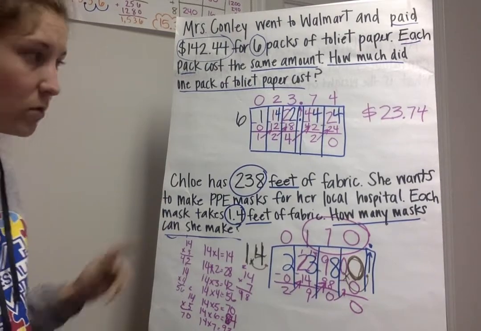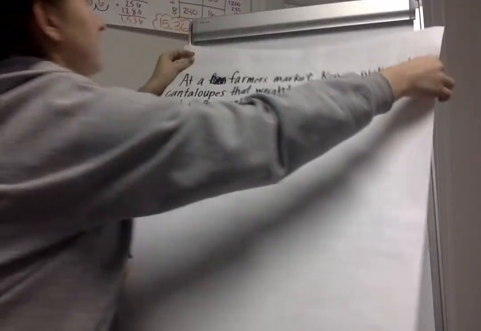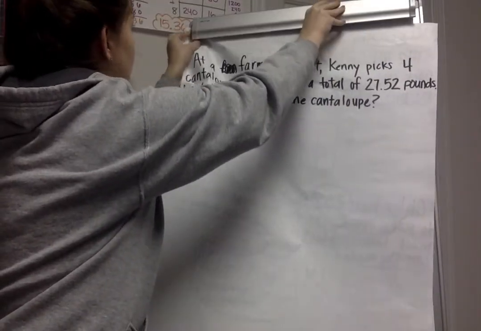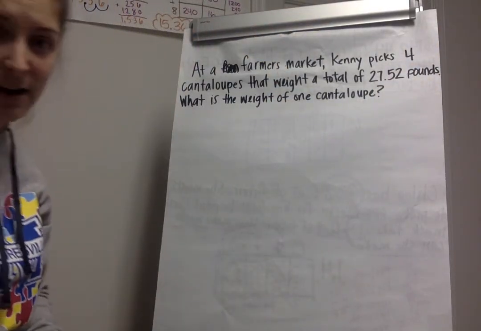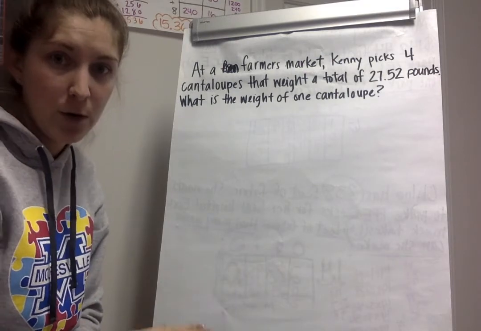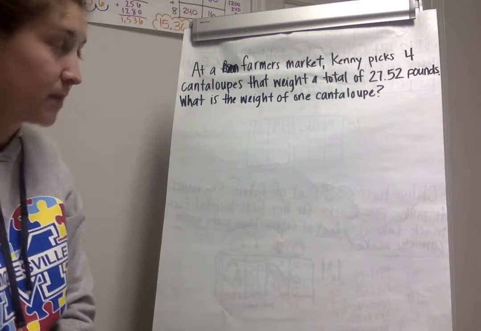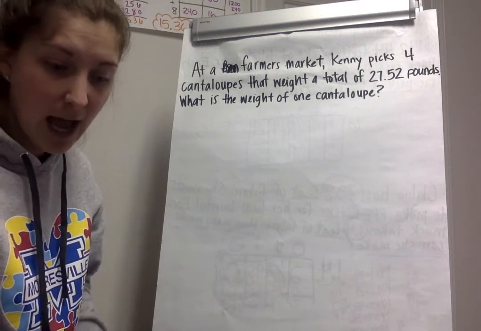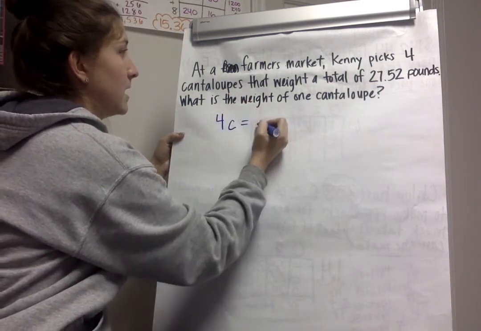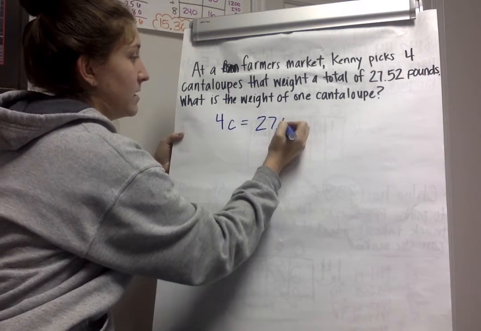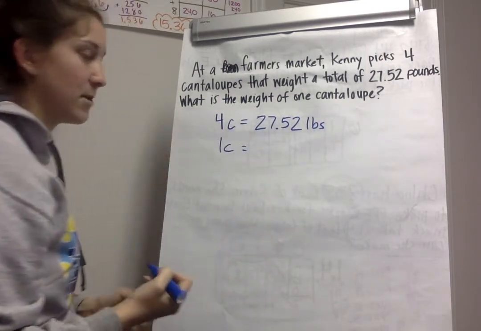All right, we'll do one more. So I'm going to flip this over. So this one says, at a farmer's market, Kenny picks 4 cantaloupes that weigh a total of 27 52/100 pounds. What is the weight of 1 cantaloupe? I know that 4 cantaloupes, 4C, equal 27 52/100 pounds. I want to know what 1C equals.